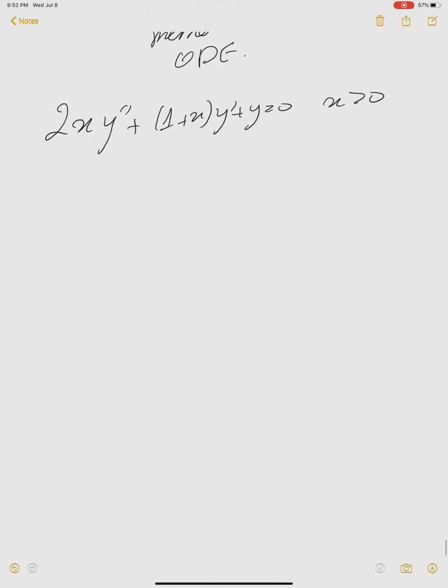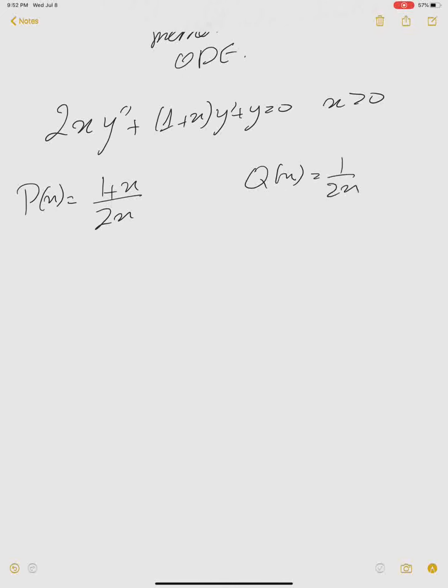So why is x equals 0 a regular singular point? So what is p(x) in this case? It's (1 + x) over 2x. What is q(x)? It's 1 over 2x. So notice that p is not analytic at x equals 0. This implies x equals 0 is a singular point.